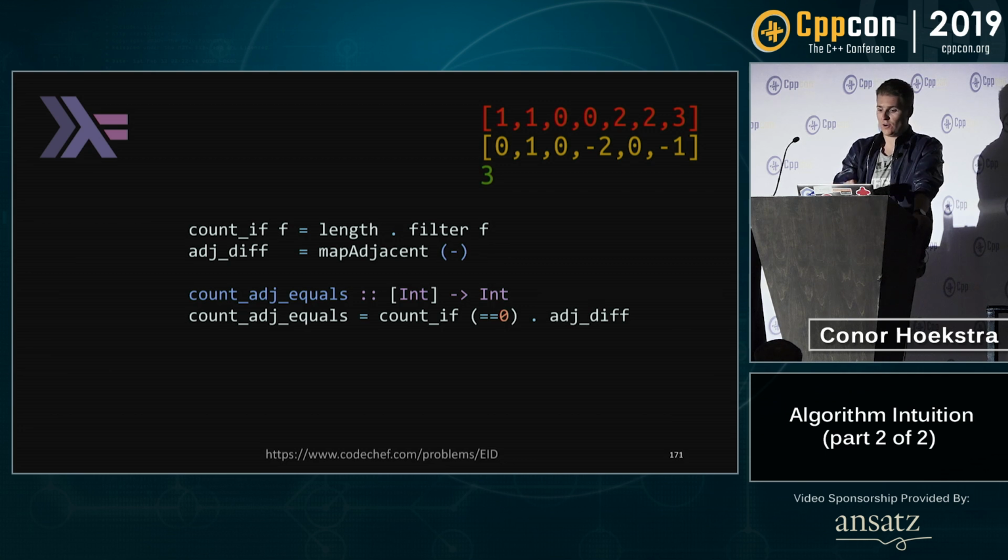If we perform the adjacent difference, we're going to get 0, 1, 0, negative 2. This is calculating the difference between the adjacent elements. And whenever we have 0, we know that the elements adjacent to each other are equal.